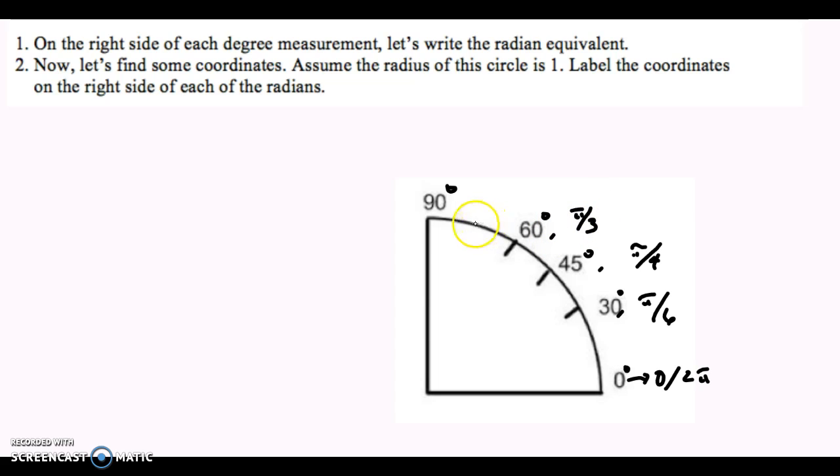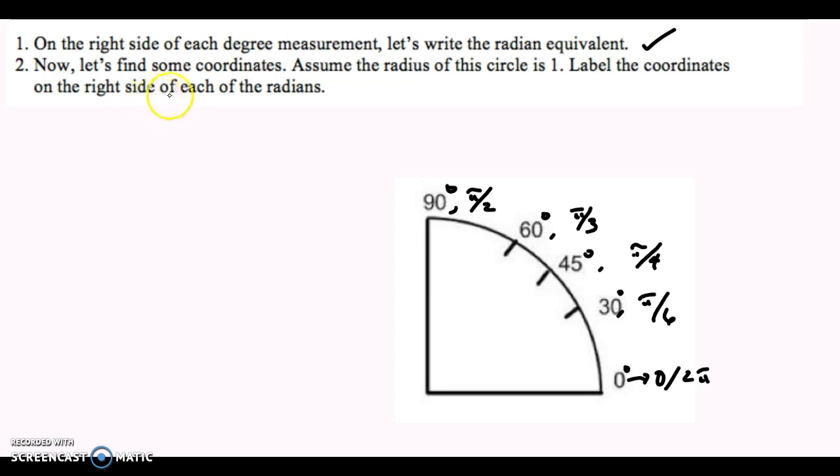90 degrees, it's a quarter of the circle, but multiplying it by 2 pi for the full circle gets us pi over 2. If you're not sure what I meant by that, a quarter of the circle is 90 degrees. So I need 1/4 of a full circle, which was 2 pi, which gets me pi over 2. Okay, well, look at that. That was easy. We took care of the radian equivalents for each of those.